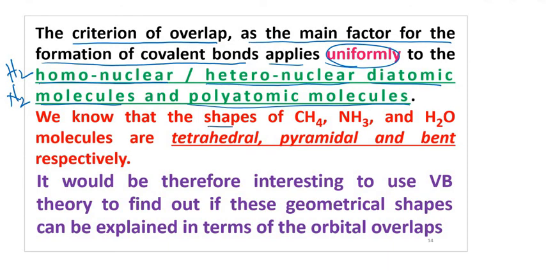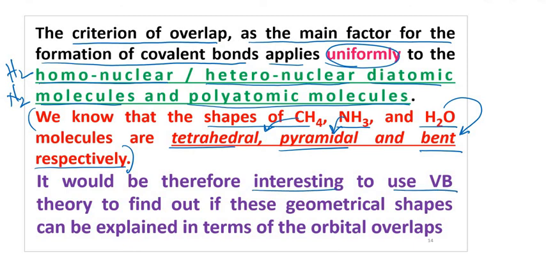We know that the shapes of methane, ammonia and water molecules are tetrahedral, pyramidal and bent respectively. This statement I do understand, but I have to explain why methane has a tetrahedral shape, why ammonia has a pyramidal shape, and why water has a bent shape, using VBT, that is valence bond theory. It would therefore be interesting to use this valence bond theory to find out if these geometrical shapes can be explained in terms of orbital overlaps.